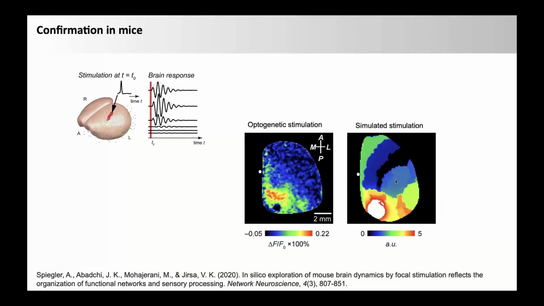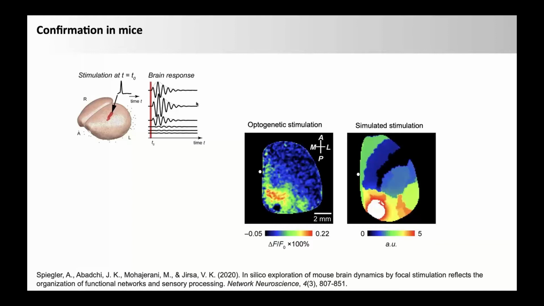And here he did the same thing. He stimulated all the areas and he looked at the response of the brain. He again found that the resting state networks were lighting up very often by stimulating various regions of the mouse brain in this case. So it was a confirmation in mice, actually.